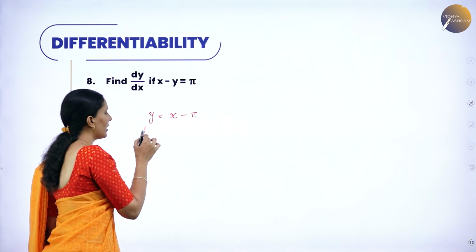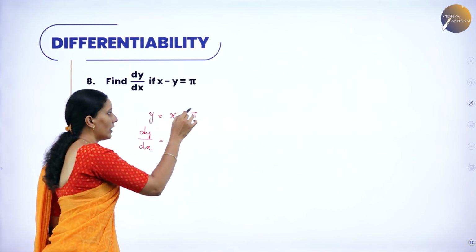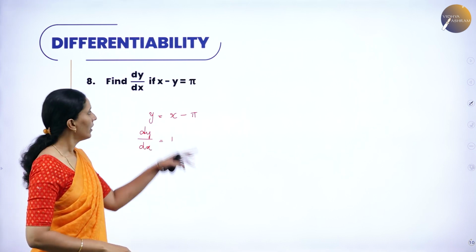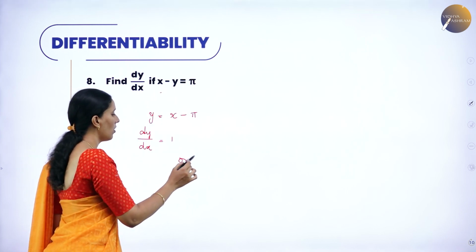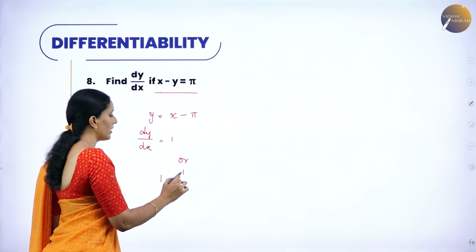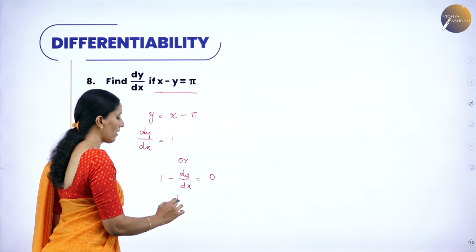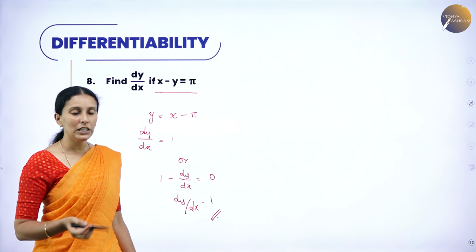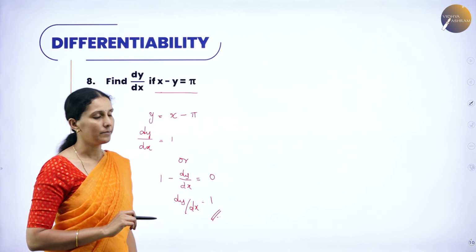So when you derive it, it becomes dy by dx. Derivative of x is 1, derivative of any constant is 0. Or you can directly derive like that only. Derivative of x is 1, derivative of y is dy by dx, and derivative of constant is 0. So what is dy by dx? We get dy by dx is equal to 1. Whether it is an implicit or explicit function, finally convert to dy by dx and find the answer.